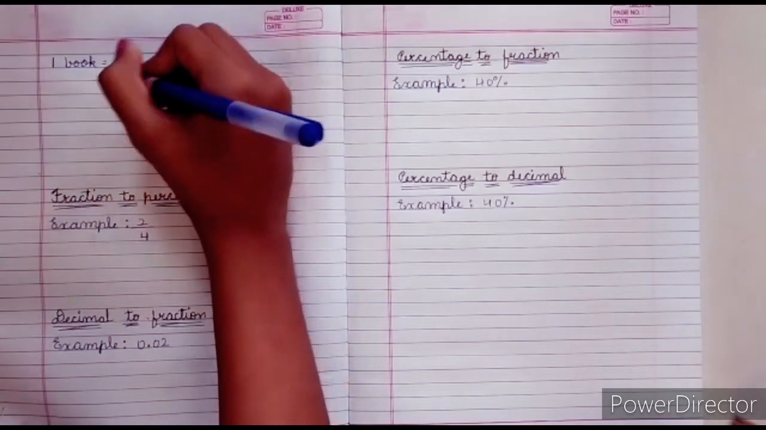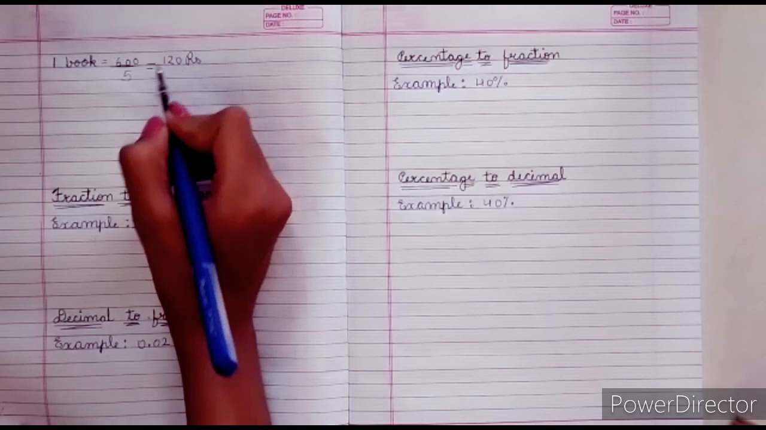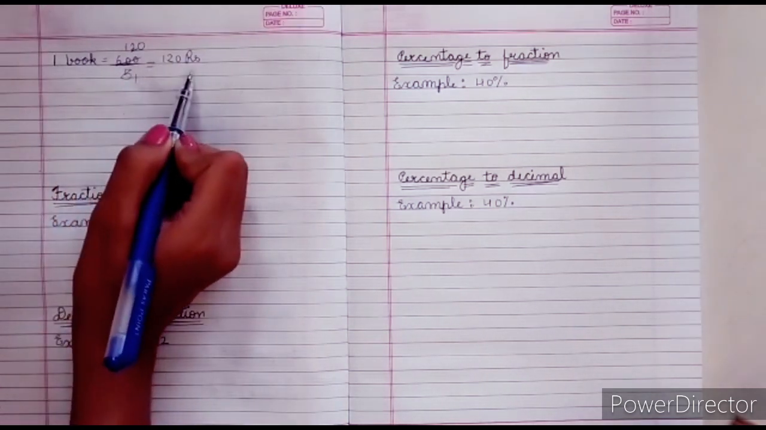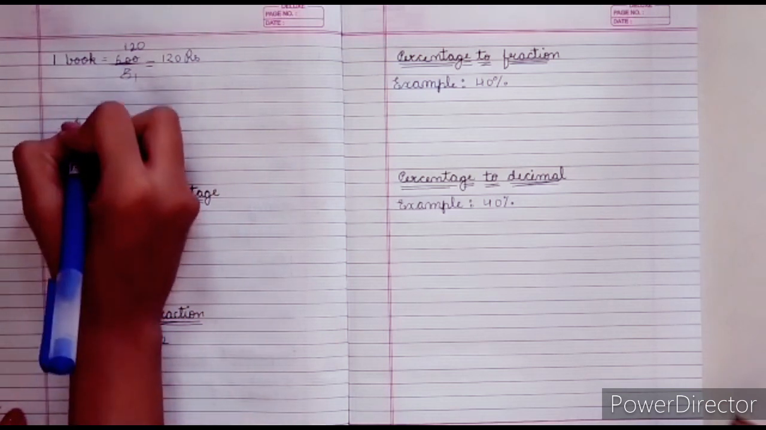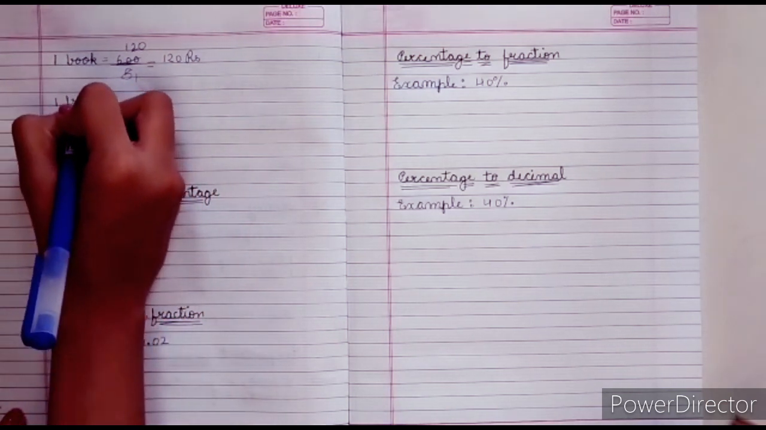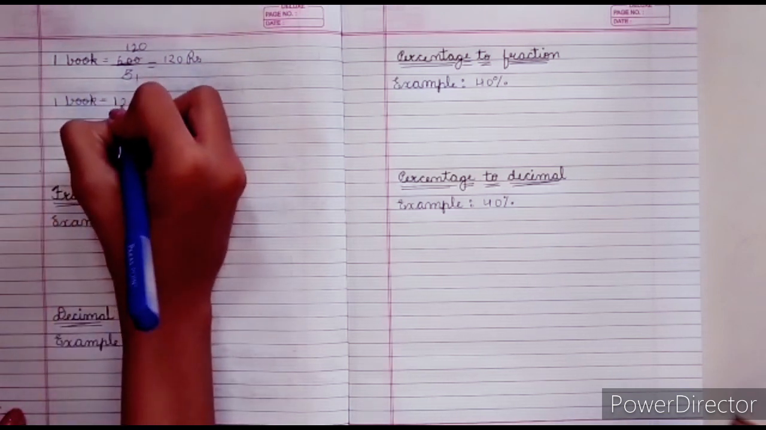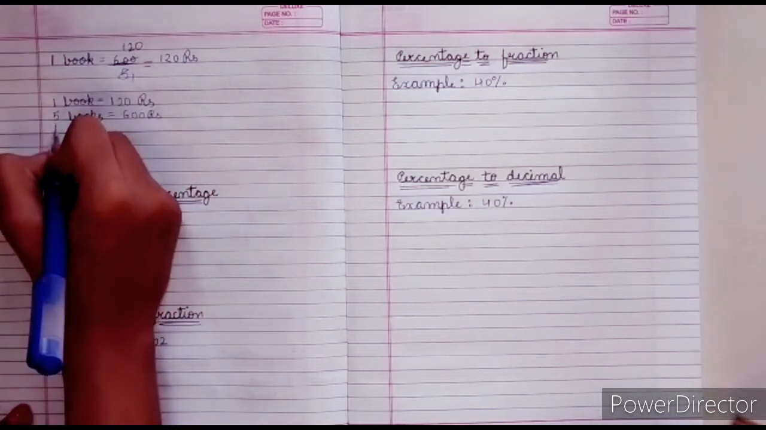So 120. Now one book is equal to 120 rupees. Now we'll find the cost of more books. So we'll first write that one book is equal to 120 rupees because it is a formula. So we have to write it. So one book is equal to 120 rupees.